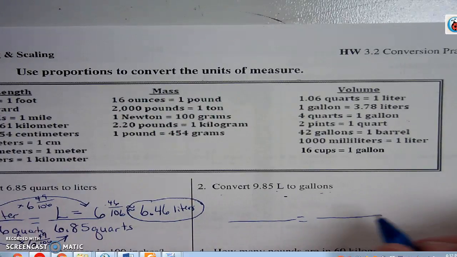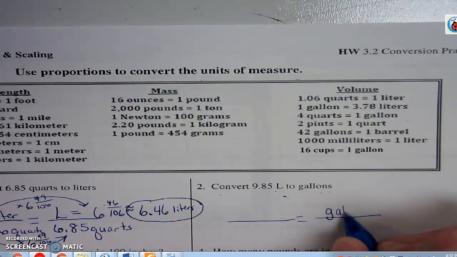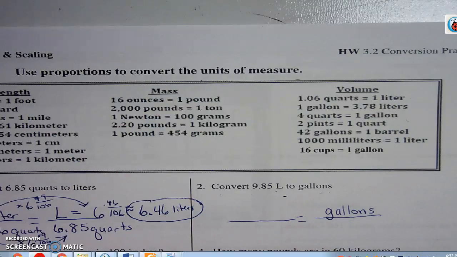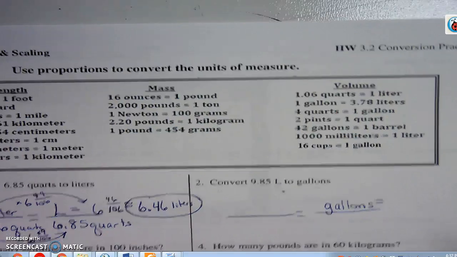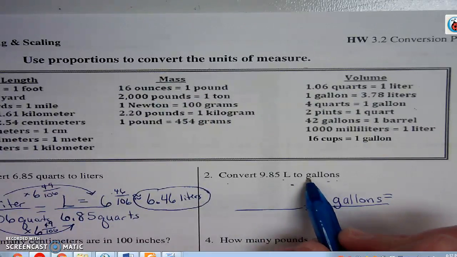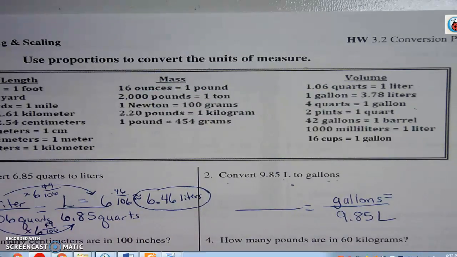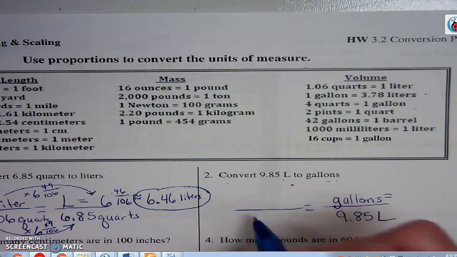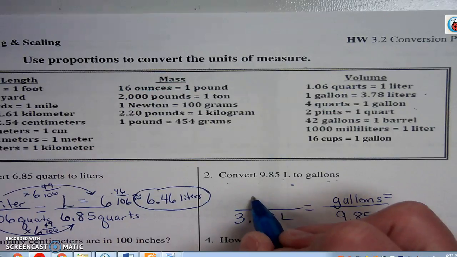So when I make my proportion, I'm going to start with what I want to know. I'm going to put up here gallons. That's what I'm trying to find. And I could have just put G. And I'm trying to find how many gallons is 9.85 liters. And now I go back to my conversion chart, and I'm going to fill in these numbers. 3.78 goes with the liters, and up here is 1 gallon.